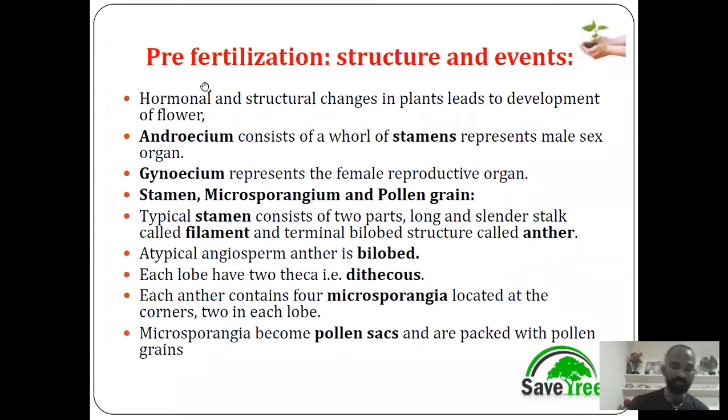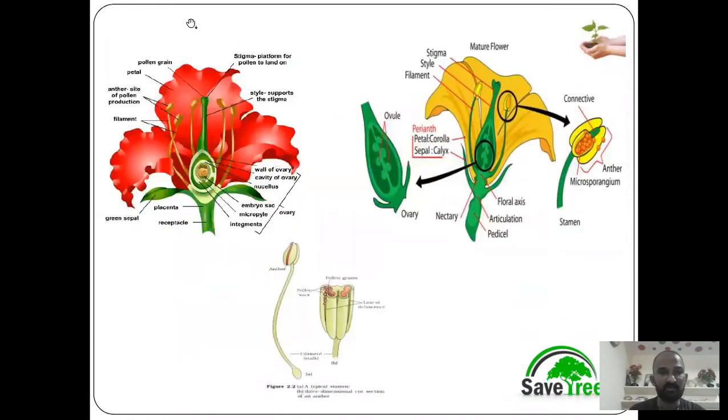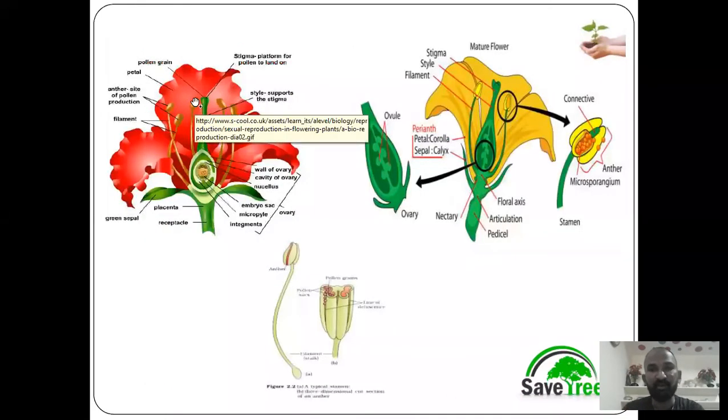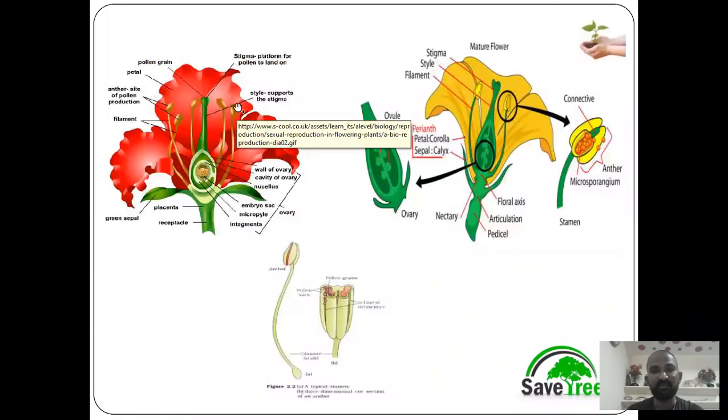Okay, a very important chapter in the first year: sexual reproduction in flowering plants. I think you already know the structure of the flower that we discussed in our previous classes. The flower mainly consists of four parts, which are divided into two types: one is essential parts and the second is non-essential parts.